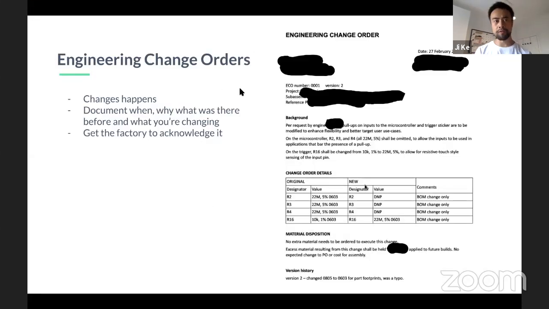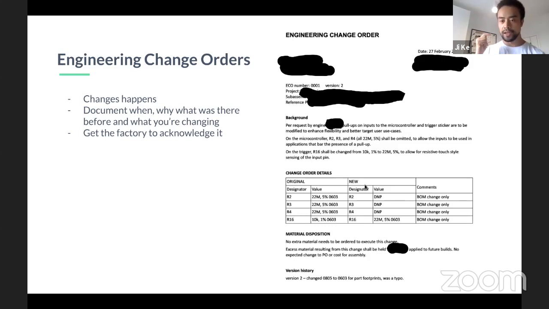One thing you want to watch out for is engineering changes, right? Changes do happen. And changes need to be 100% recorded by something called an ECO, engineering change order, right? So you want to get the factory to acknowledge it, and you want the factory to sign off on it, right? Even for something very simple, like a typo. In this example, a typo caused a mislabeling of one of the components and required an ECO to change it. Even for something as simple as that, you want an ECO, right?